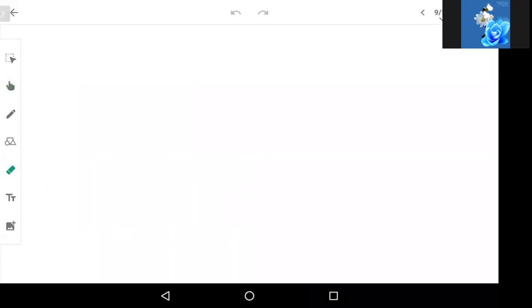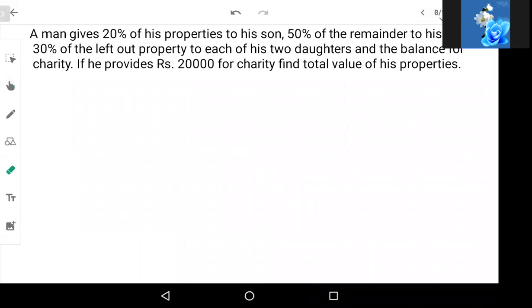Now, the next question. I think this is the last question of the chapter. Let's just finish this one question. This type of question may be asked in the examination. So let's read the question. A man gives 20% of his property to his son, 50% of the remainder to his wife, 30% of the left out property to each of his two daughters, and the balance for charity. If he provides rupees 20,000 for charity, find the total value of his property.